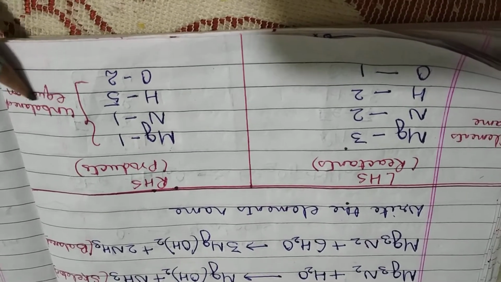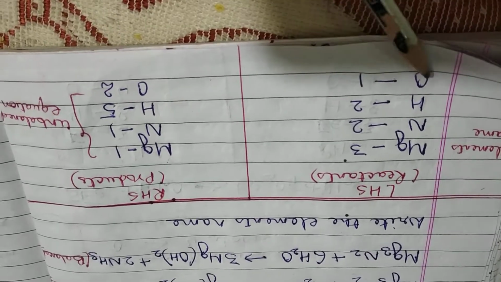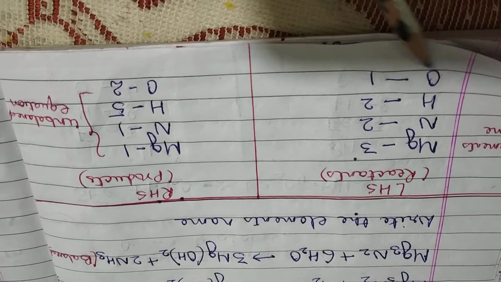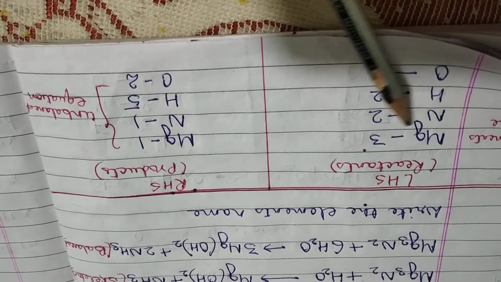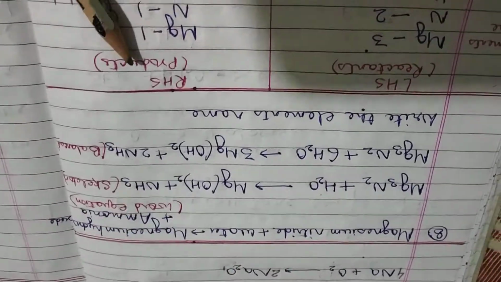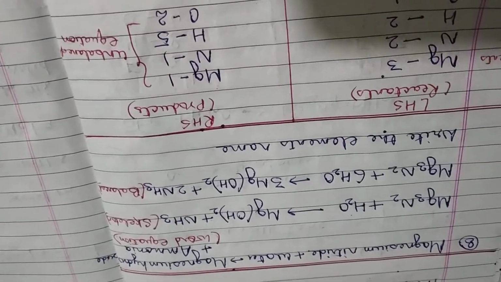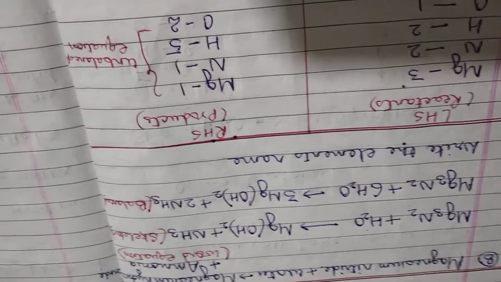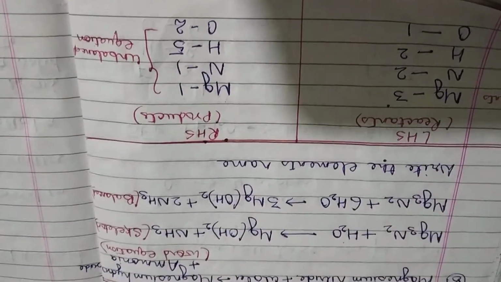Then we can say that it is an unbalanced equation. This one, students, is your unbalanced equation. Now how will you balance it? We will balance this one by using the hit and trial method.